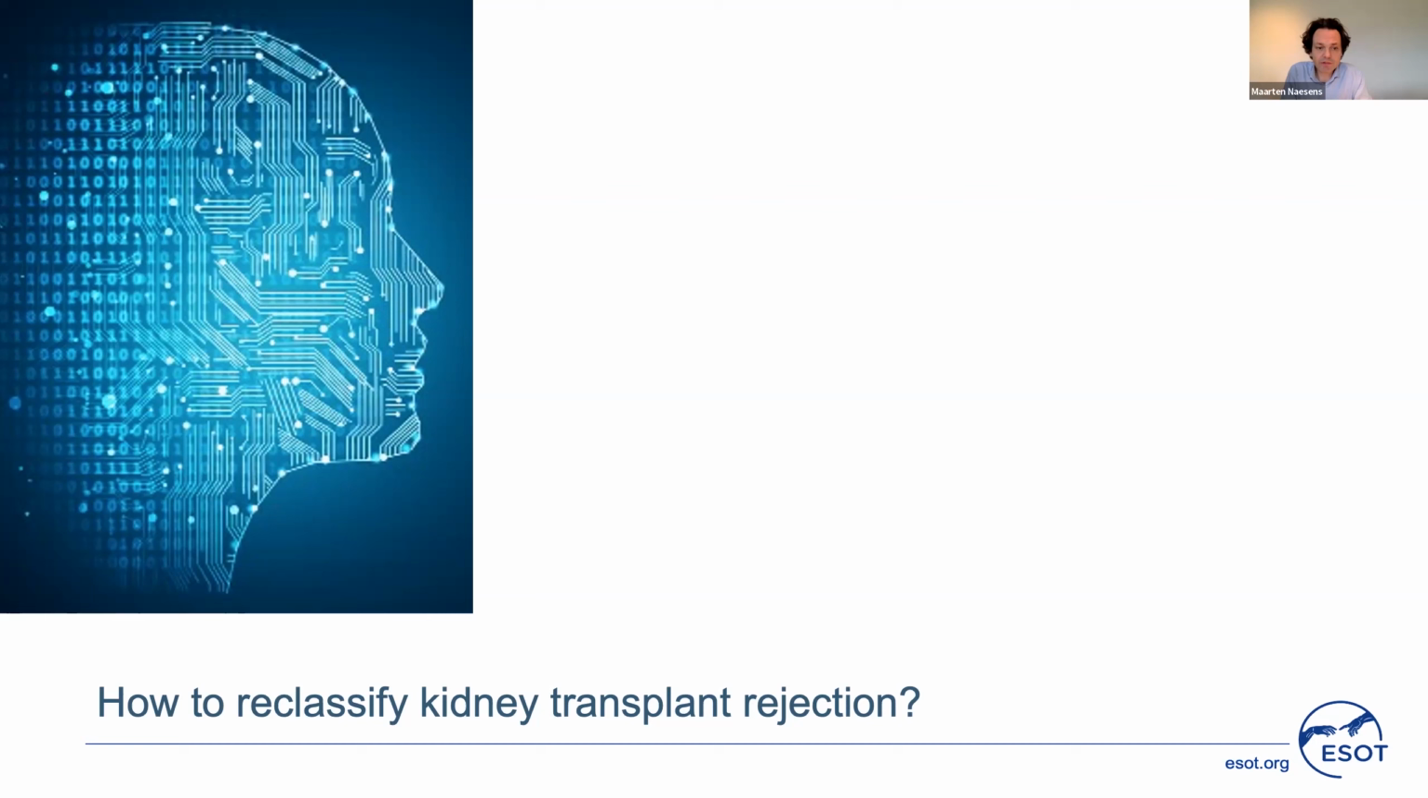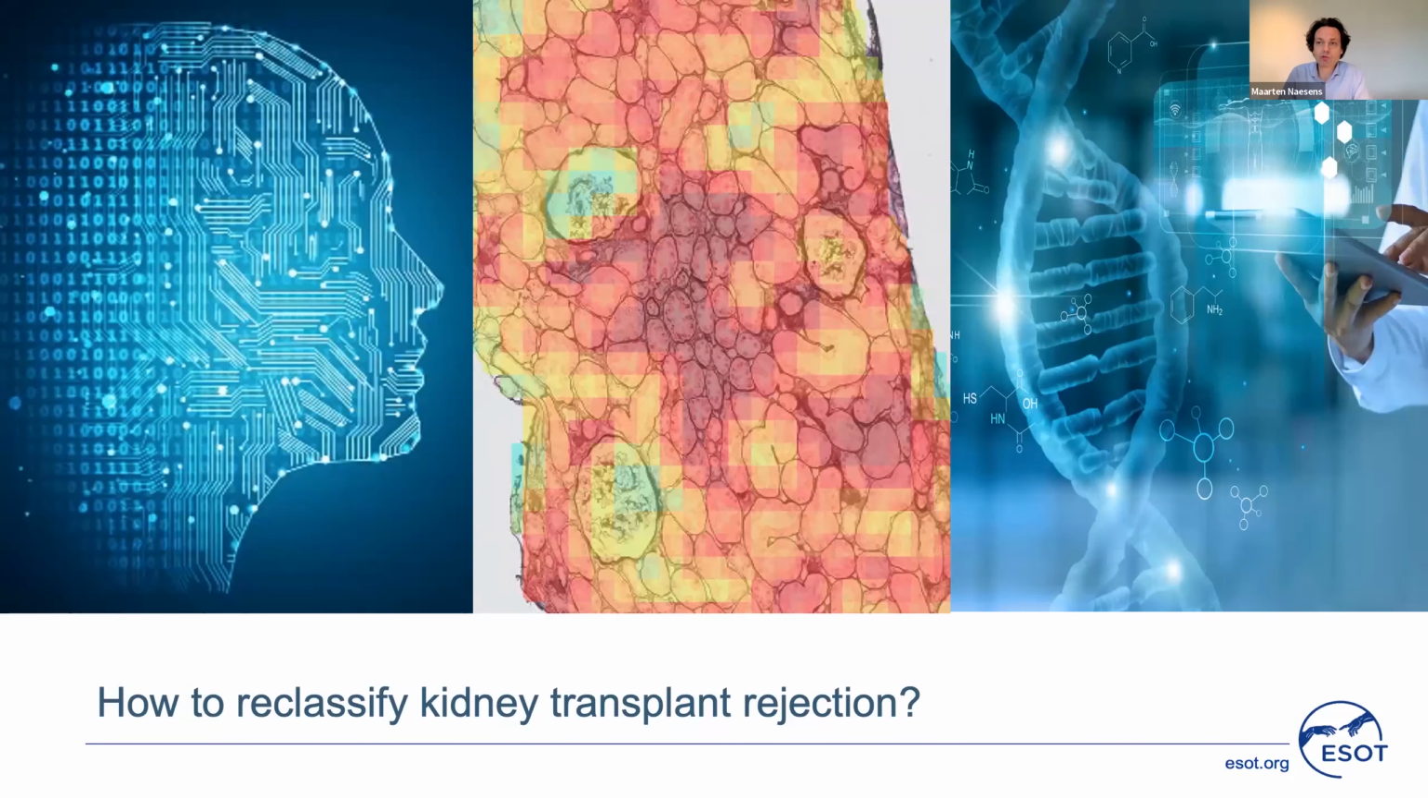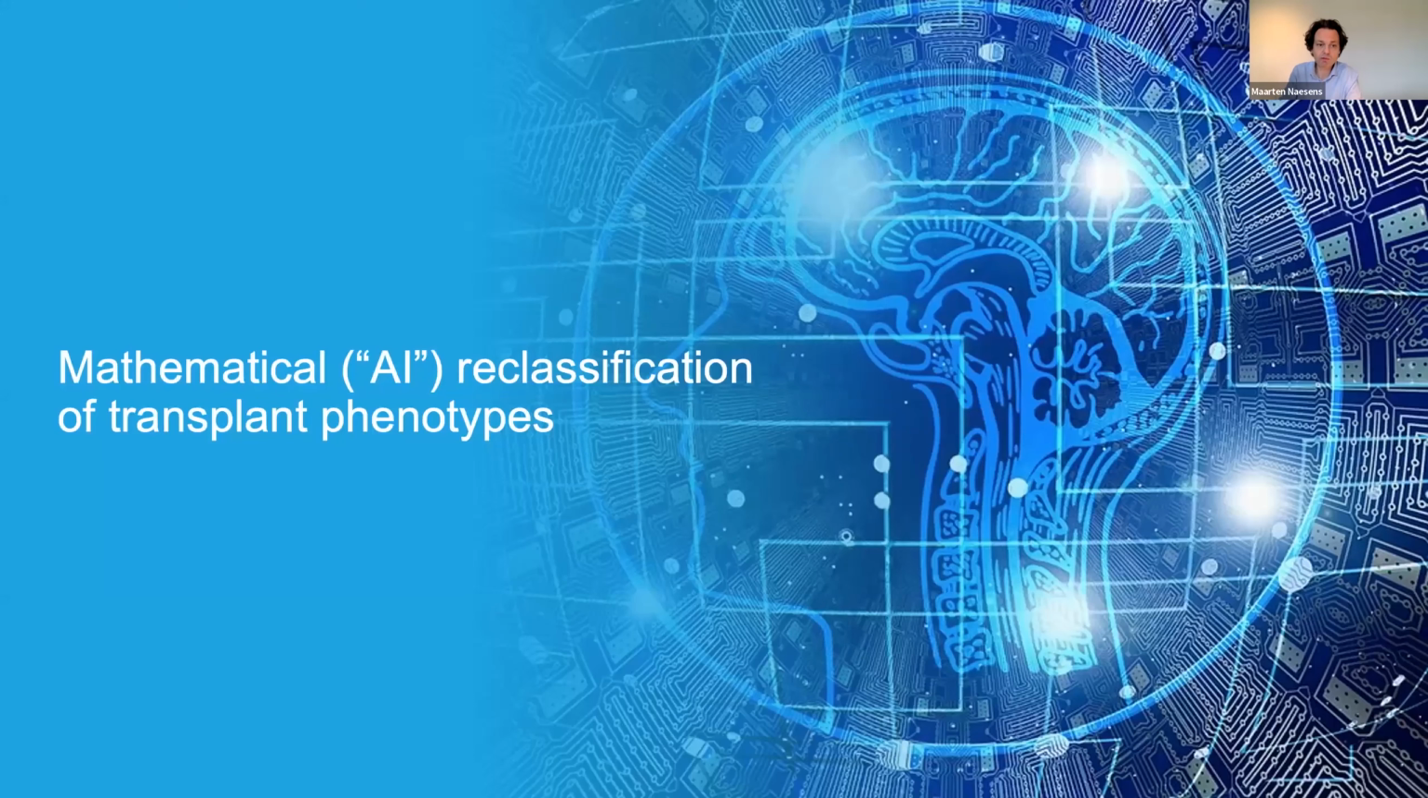So we might want to reclassify kidney transplant rejection not based on the iterative consensus-based scoring system, but by using mathematical reclassification of the histological lesion scores and the biopsies. We could also use whole slide image analysis by computerized morphometry. And then there's a lot to do about molecular microscopy, so using the molecular expression profiles of kidney transplant biopsies to reclassify rejection phenotypes. So I would like to start with the mathematical reclassification of kidney transplant rejection phenotypes.